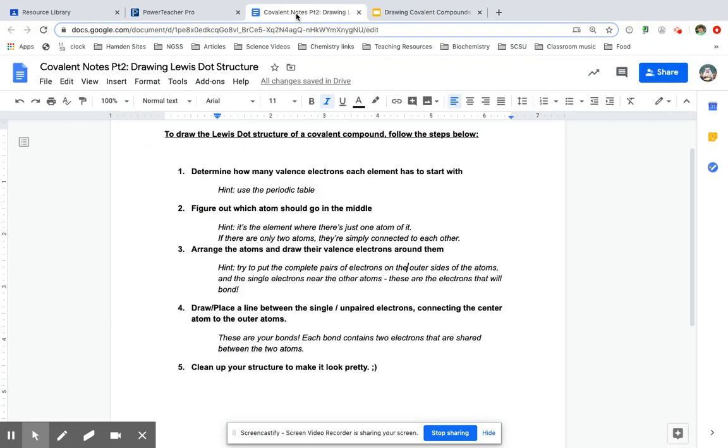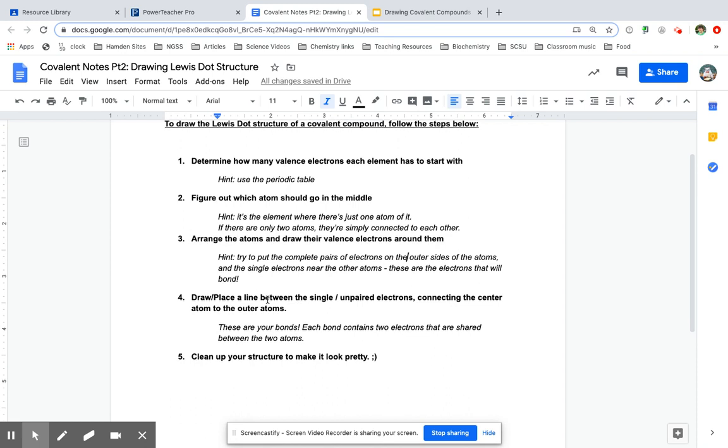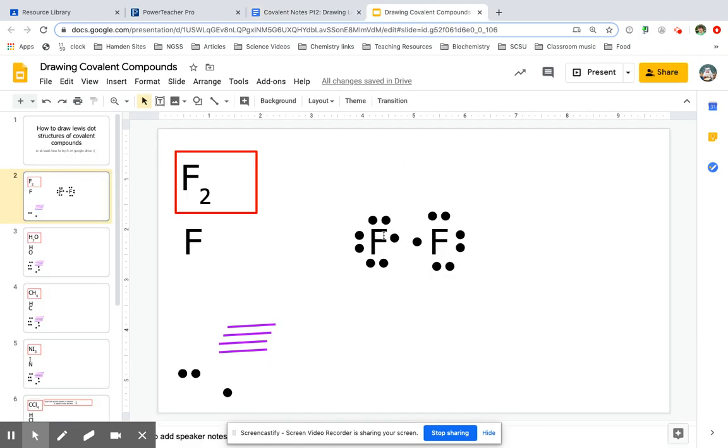Now let's go back to our step-by-step instructions. We figured out the valence electrons, check. We figured out which atom should go where, check. We arranged them and drew their valence electrons. Now we're on step 4. We're going to place a line between the single or unpaired electrons. These are the bonds. See how these two single electrons are near each other? I'm going to take these purple pieces and make the bond. I can click on those two little dots and change the size of it too. So there's my bond. These two electrons are being shared in between.